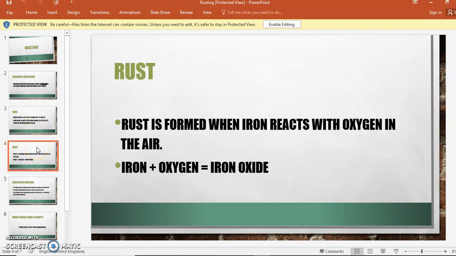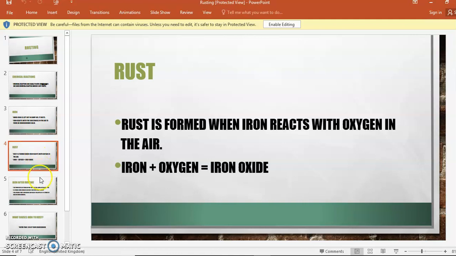Now see, rust is formed when iron reacts with the oxygen in the air. So the word equation will be iron plus oxygen gives iron oxide. Fe plus O2 gives FeO.